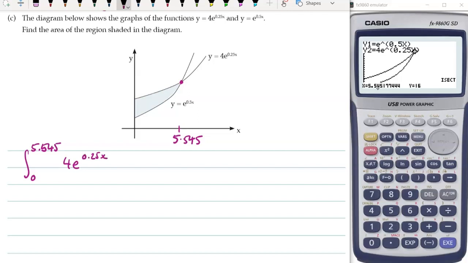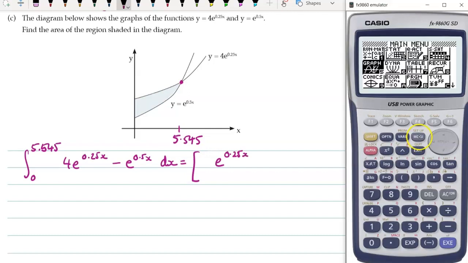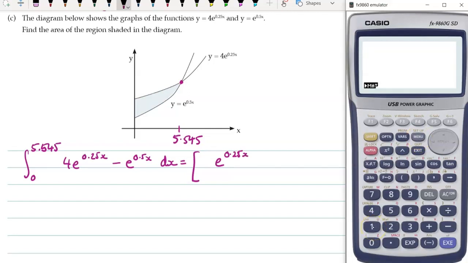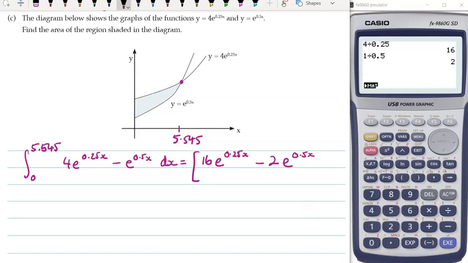So 4e to the 0.25x minus e to the 0.5x. So integrating e to the 0.25x. Let's just go back to our calculator. Here we go. So the e part doesn't change, but we do need to divide through by the derivative of the inside. So that's 4 divided by 0.25 gives us a 16. Then we have e to the 0.5x. Again, we're going to do 1 divided by 0.5, which is going to be a 2. Pop in a 0 and a 5.545.